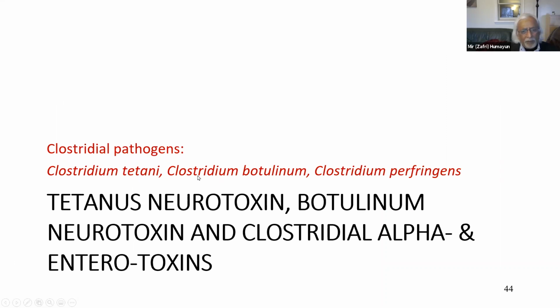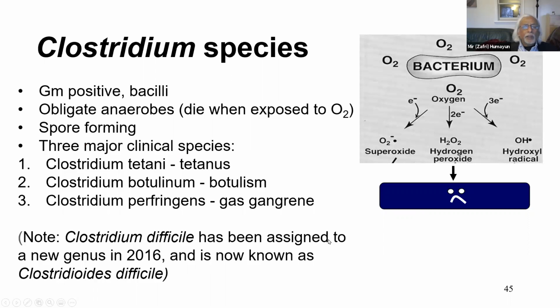Clostridium tetani, Clostridium botulinum, Clostridium perfringens. Okay? And the toxins produced by these organisms are tetanus neurotoxin, botulinum neurotoxin, and the clostridial toxins. There are two of them, alpha toxin and the enterotoxin. Okay. First, an overview of the Clostridium species.